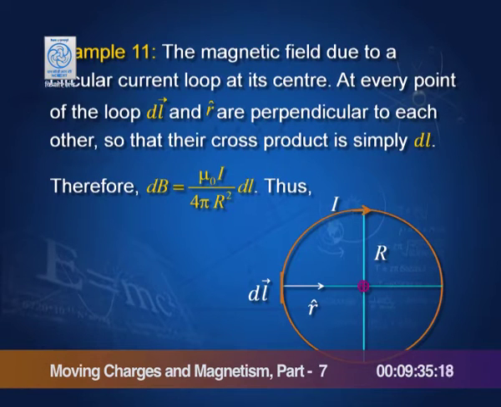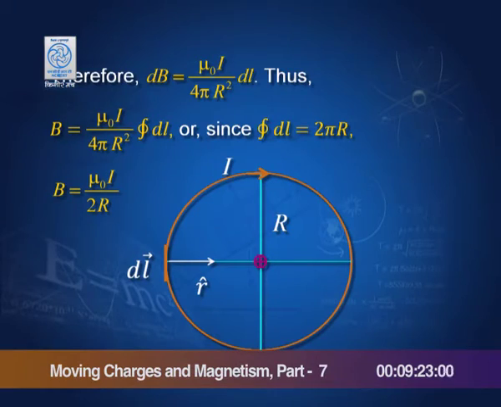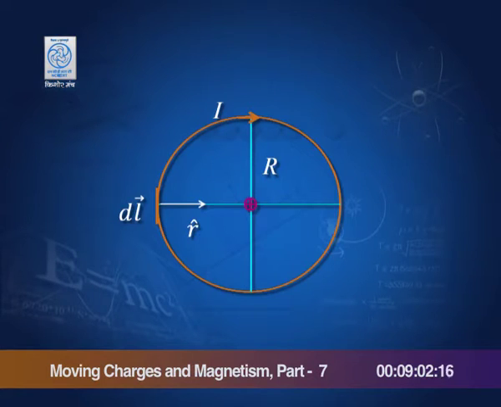So, the dB is mu 0 I by 4 pi r squared dl, and the integral over dl, because I is constant and r is constant. So, simply integral over dl, and integral over dl is 2 pi r. Therefore, the result is B equal to mu 0 I by 2 r. You remember this result again we got using Ampere's law. So, once again we verify the same result.